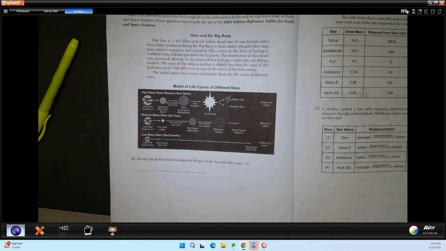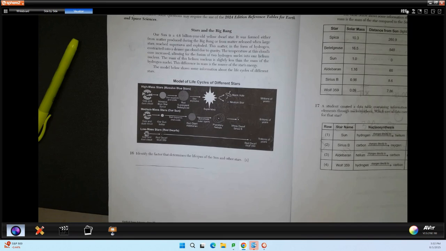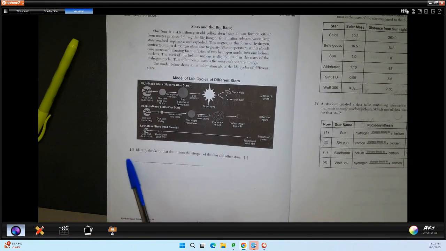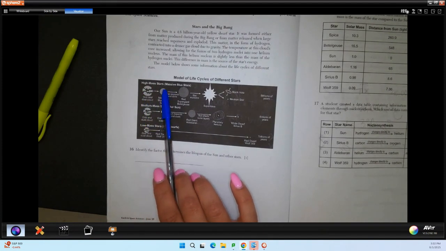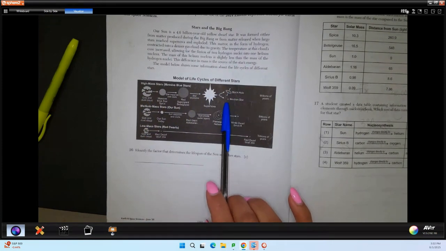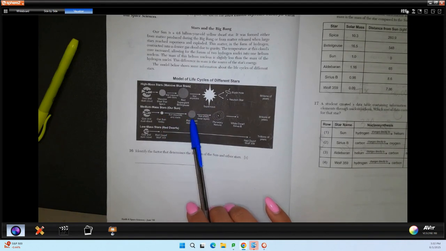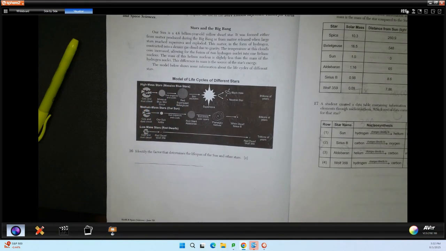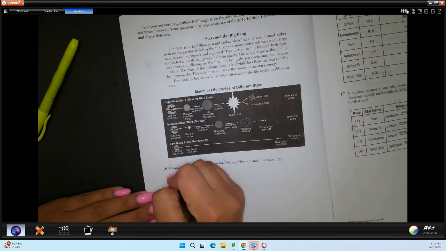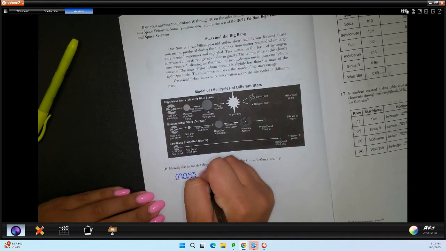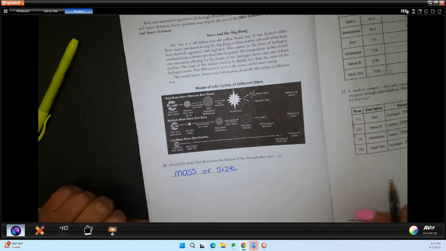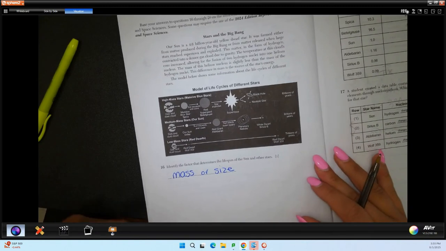Okay, so our first question says identify the factor that determines the lifespan of the sun and other stars. And we have just one line, so it's looking for a simple one or two word answer when you have one line and it says to identify. If I look, the star becoming a supernova, black hole, or neutron star versus this star becoming a red giant, a planetary nebula, and a white dwarf, the difference is that this was high mass and this was medium mass. So our answer here, how they are different, is their mass, or you could have said size. But it says high mass, medium mass, and low mass, so we're looking for mass in terms of how these stars are different.